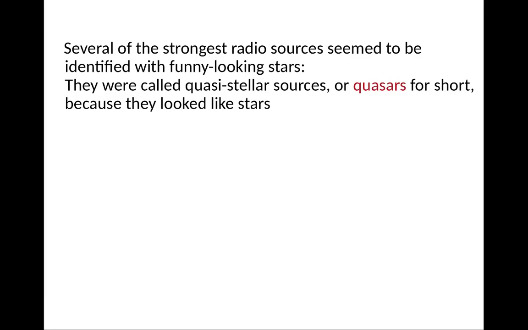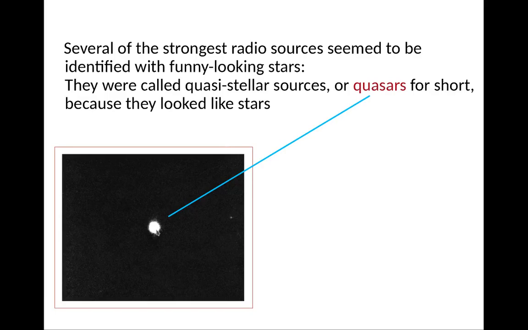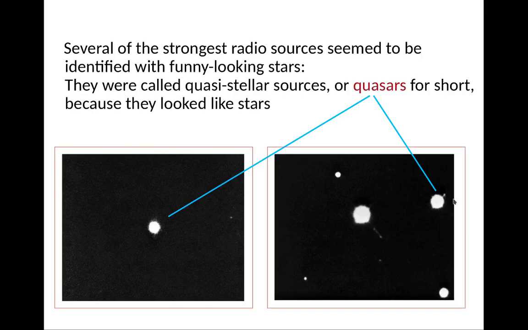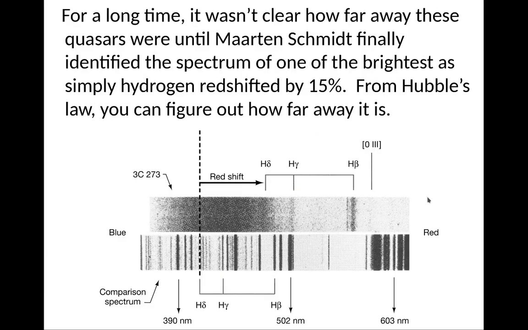So now what happens is that some of these strongest radio sources seem to be identified with very funny looking stars, which look nothing like galaxies, right? But they're not quite stars either, so they were called quasi-stellar objects, or quasars for short, because they kind of look like stars. Right, there's a quasar. Big, round, looks point-like, doesn't really say much. There's another quasar right there, right? Looks like a star. It's not like a galaxy, it doesn't have a big structure.